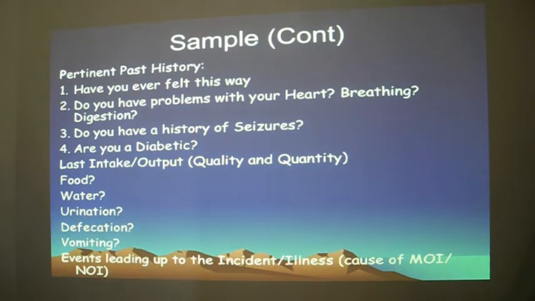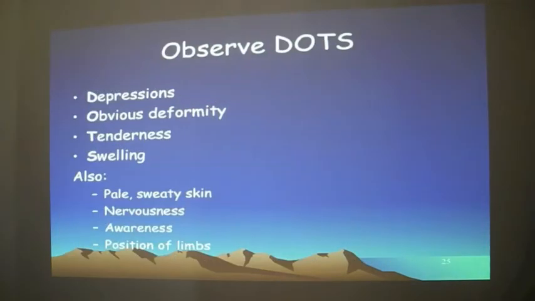Then the next that we have is the E in SAMPLE, and that stands for the events leading up to that incident or illness. You see down here it says cause of MOI. This stands for our mechanism of injury, and NOI stands for nature of illness. So we have trauma, we have medical. MOI, trauma. NOI particularly deals with the medical aspect of things.